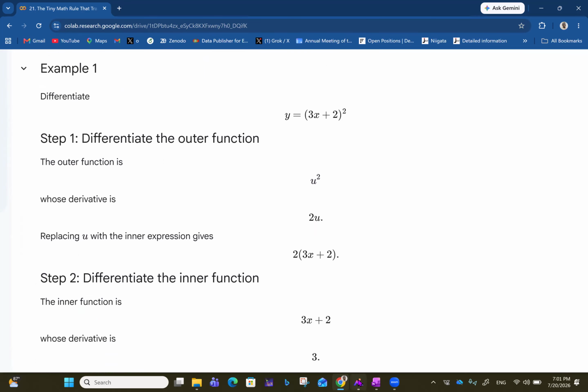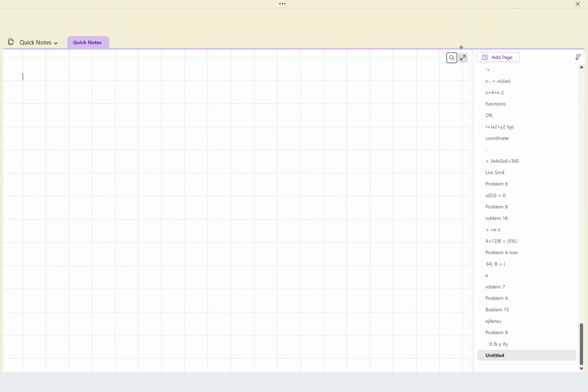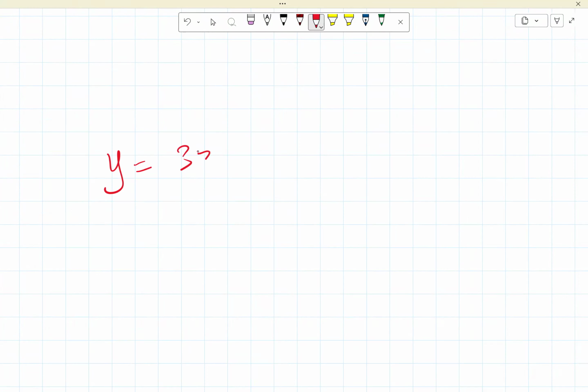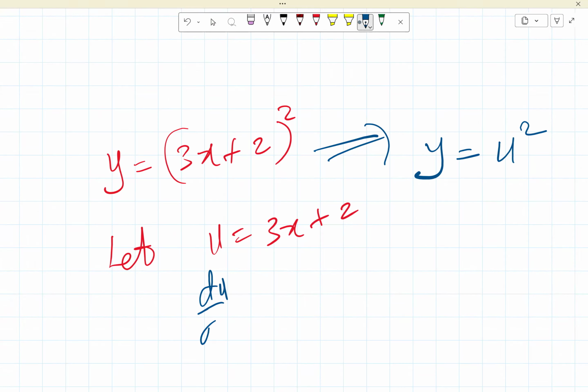To make it more systematic, you have y equals (3x plus 2) squared. Here you can say let u be 3x plus 2. If u is 3x plus 2, that implies that y is equal to u squared. So du dx, differentiating 3x plus 2, you get 3 easily. And for dy du, differentiating y with respect to u, that's 2u.